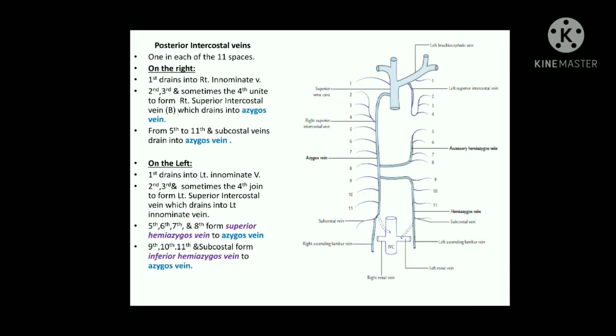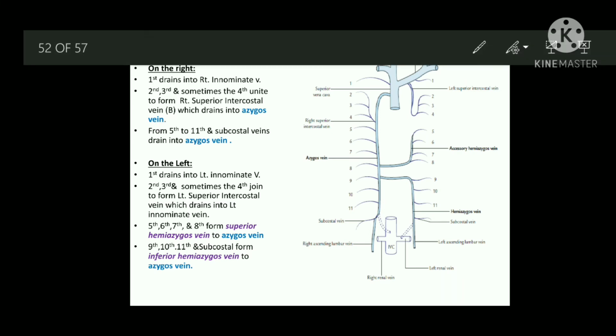Now the posterior intercostal vein, that is slightly different on the right and the left side. Drainage system is different. First posterior intercostal vein on the right side drains into the right brachiocephalic vein. Second to 12th posterior intercostal veins drain into the azygos vein.